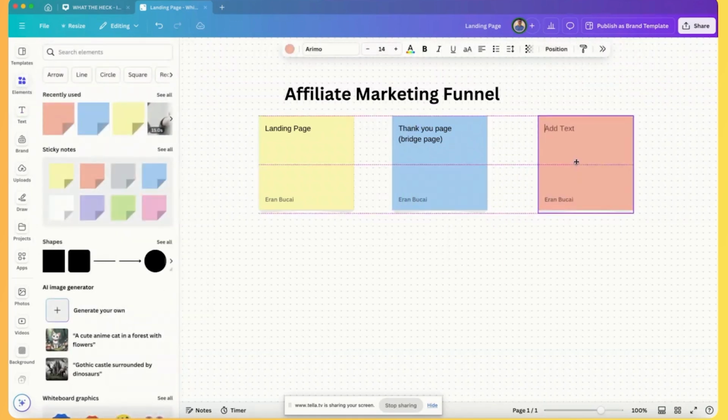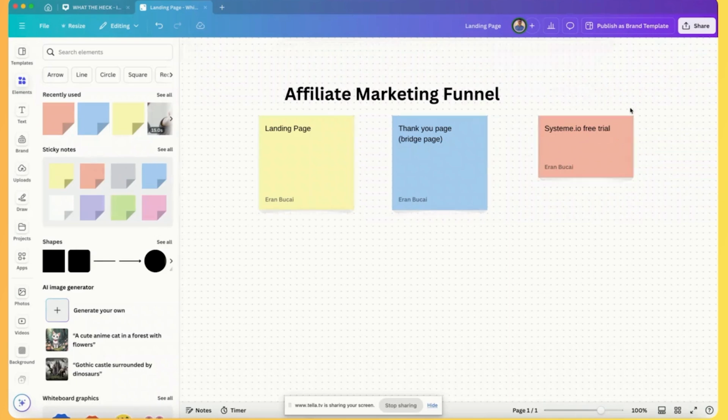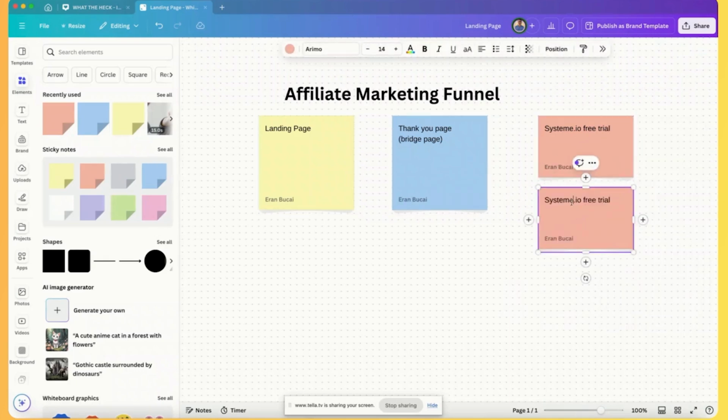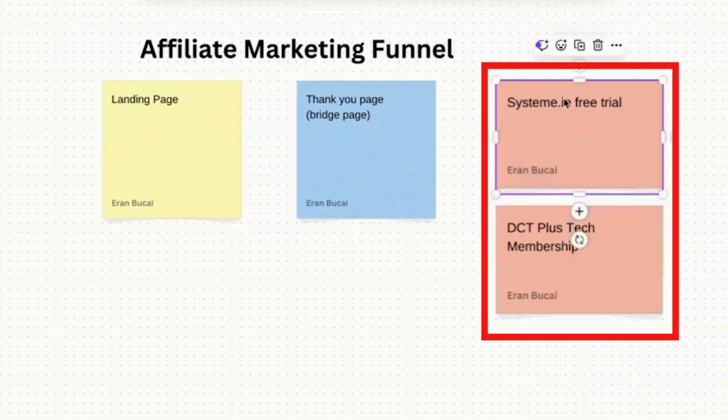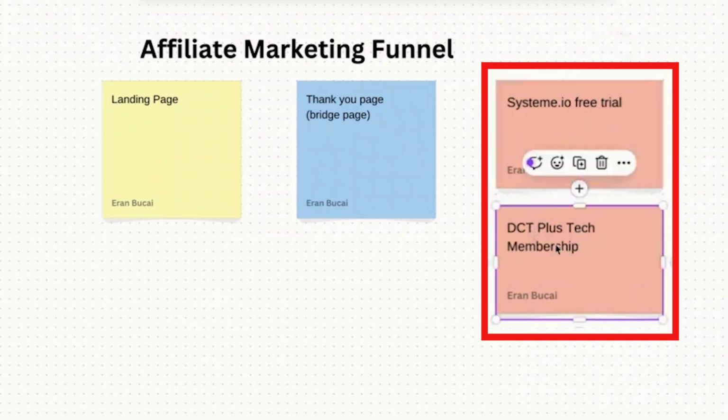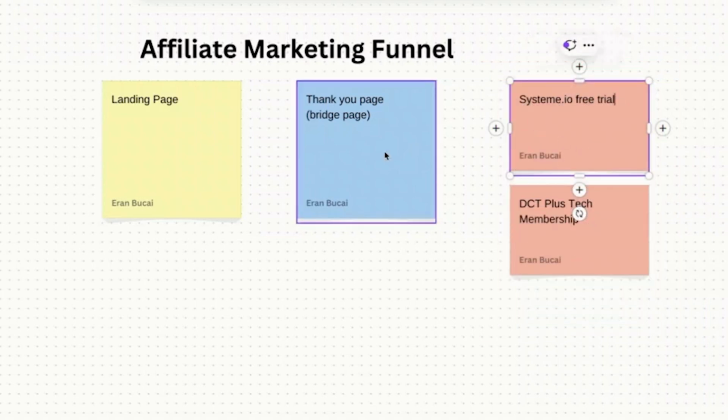Now, I'm going to send people to two different places actually. I'm going to send them to the System.io free trial. And also, let me just duplicate this, I'm also going to send them to my dct.com Troops Plus tech membership, which is the other option. By the way, if you were to set up a funnel like that, you can actually send people to both places. And these are both going to be an affiliate funnel for you because both of these will be an affiliate product. None of these are your product. These are my product and System.io's product. So you can actually set up this type of funnel and be able to connect the pieces.